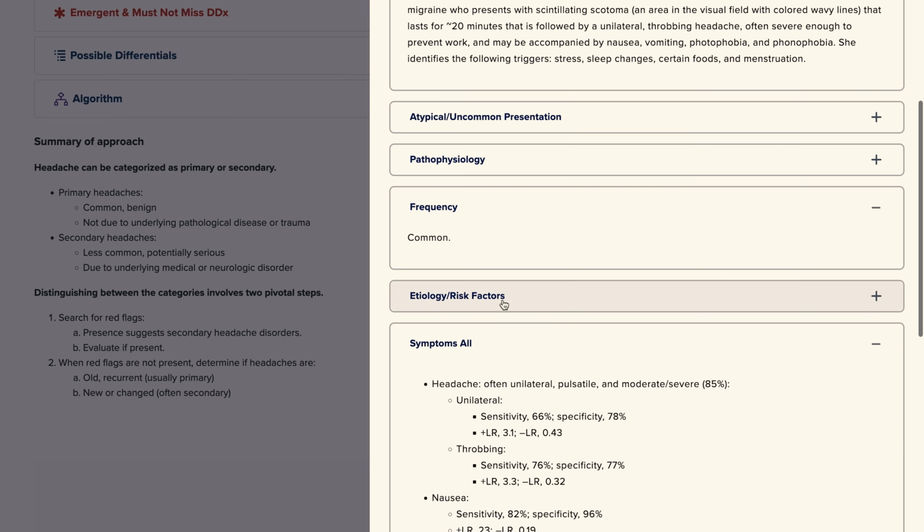Case mode is very helpful. I like that these are drop downs. I think that's very, very helpful. This is a great way to test your knowledge as well as see what are the buzzwords that the test writers are going to be using.